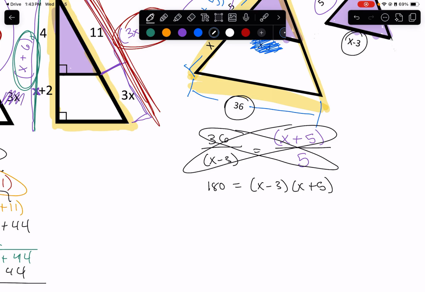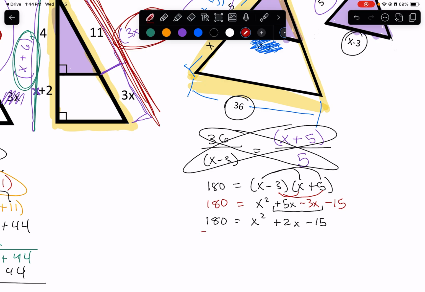I'm going to distribute that x to the x and the plus 5. So x times x is x squared. x times 5 is 5x. Negative 3 times x is negative 3x. And negative 3 times 5 is negative 15. I need to combine my like terms on the right-hand side. So 5x minus 3x is positive 2x minus 15.